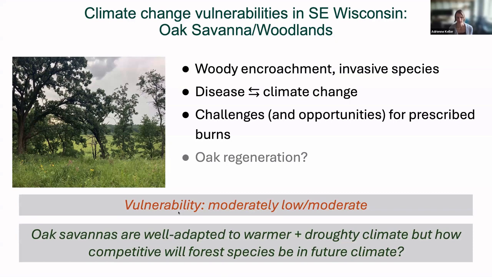We identified this ecosystem in southeastern Wisconsin as being moderately low to moderate in terms of vulnerability to climate change. We identified that oak savannas are well adapted to the warmer and droughtier conditions that we are expecting with climate change. But how competitive these species will be with forest species in the future remains an unknown.